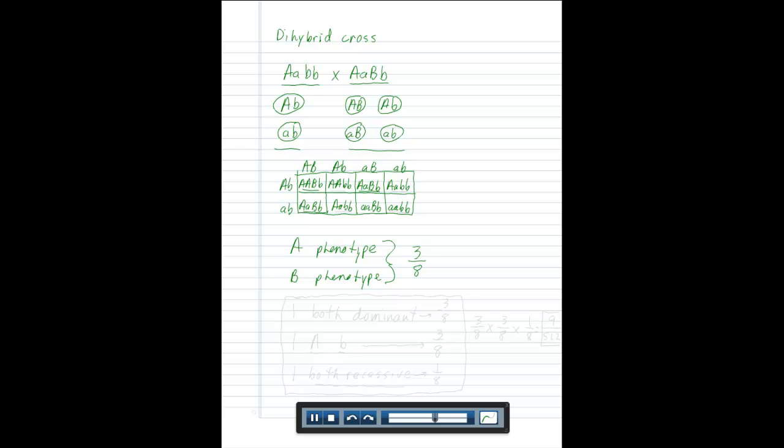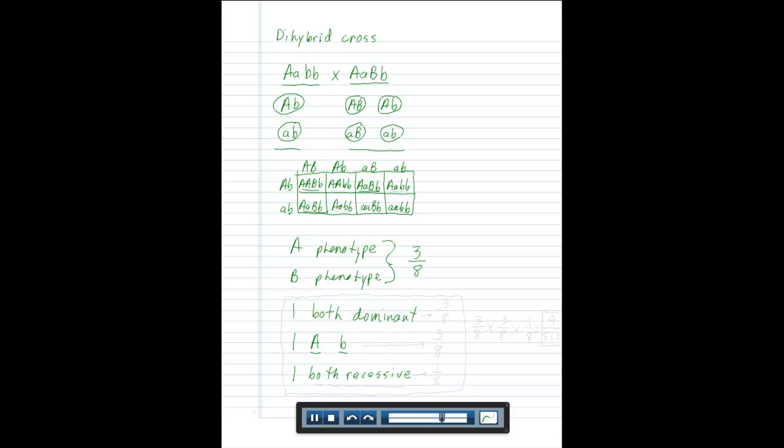Now let's say we want to find out the probability of getting 3 different births all together in the same family. Let's say we want to find out the probability of getting one individual that has both the dominant traits, one individual that has the dominant A with the recessive B phenotype, and then the third individual that has both recessive phenotypes.